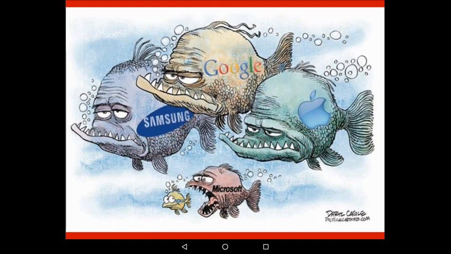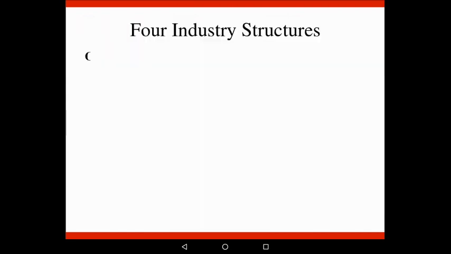Okay, here's a good image of an oligopoly: Samsung, Google, Apple, Microsoft. And as you can see, what happens often is that the big ones will eat up the small ones. So Microsoft there is eating up Nokia. You were talking here about the cell phone industry, right? The different mobile cell phone developers. Okay.